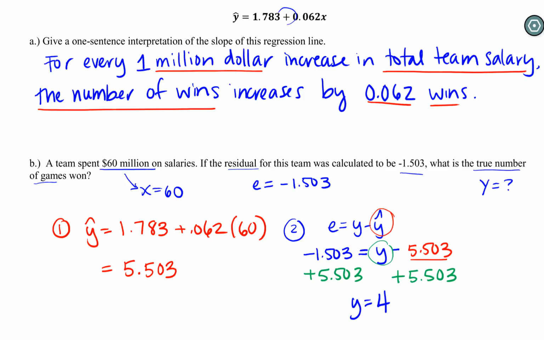And again, we need some units. This 4, this is the true number of games won. This is wins or games won, whatever you want to write down, but give me some sort of units to tell me what the heck you just found out.